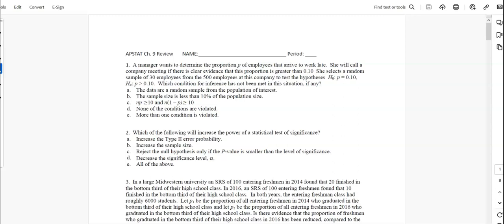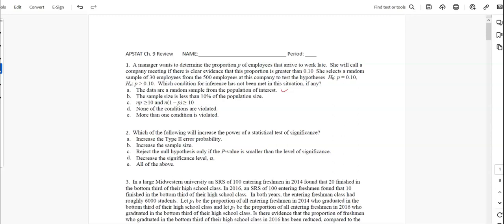Okay, number one on the review: a manager wants to determine the proportion of employees that arrive late to work. She will call a company meeting to see if there is clear evidence that this proportion is greater than 10%. She selects a random sample of 30 employees, so the data is from a random sample. It checks that. To test a hypothesis, the null is nothing's unusual, 10%. The alternate is we think more than 10%. Which condition for inference has not been met?